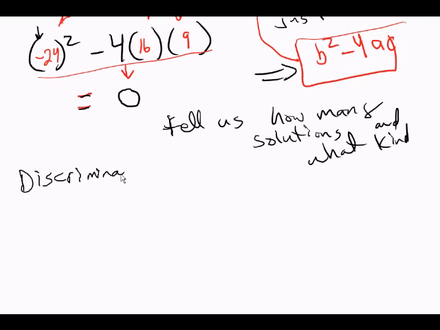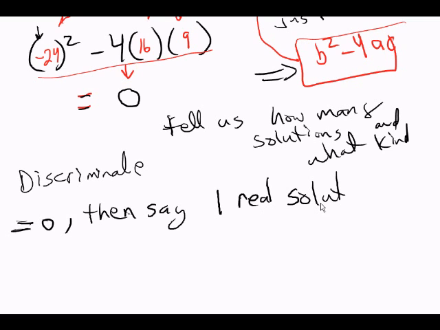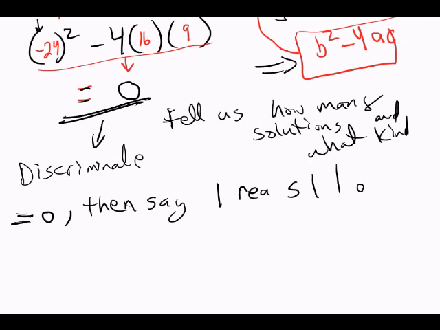So if your discriminant equals 0, then you're going to say you have 1 real solution. If you do the math and this is your discriminant, if your discriminant equals 0, then you're going to have 1. It's not writing for me again. 1 real solution. There we go. If your discriminant equals 0, you have 1 solution.